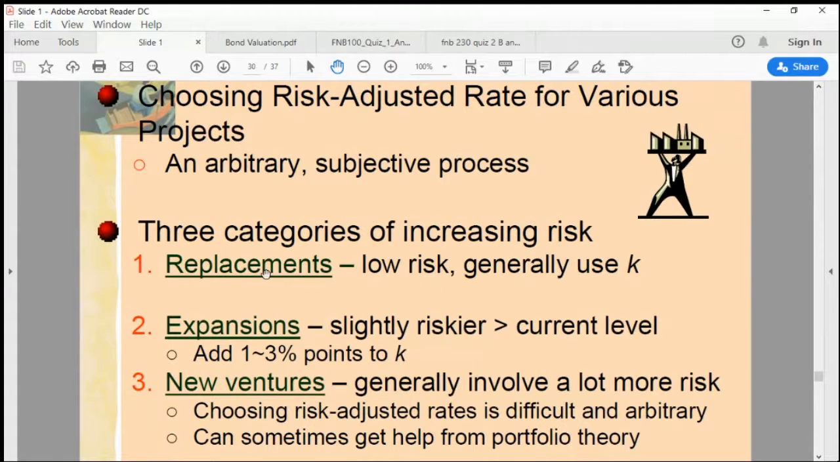So the risk is just the company's average, right? Low risk: just use the company's weighted average cost of capital. If it is expansion, slightly riskier than the current level, so anywhere between 1 to 3% added to the cost of capital. New ventures, remember, anywhere between 3 to 5%, right? Risk premium between 3 to 5%. New ventures generally involve a lot more risk. Choosing risk-adjusted rates is difficult and arbitrary. Sometimes we get help from CAPM, portfolio theory.